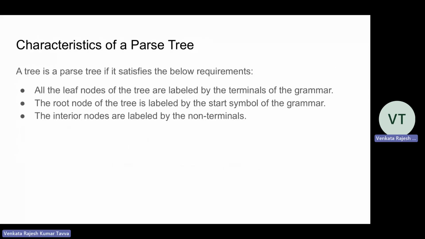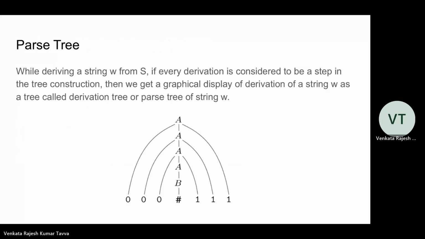Now there are some characteristics of a parse tree. It should satisfy these below requirements. One is all the leaf nodes of the tree are labeled by the terminals of the grammar. So in the tree, the leaves will all be terminals. There cannot be variables here. There cannot be non-terminals here, because if you have a non-terminal, you have to proceed further. But if you have a terminal, you cannot proceed further because there is no rule with any of these terminals as the LHS. There will be no rule where 0 goes to something, or 1 goes to something.